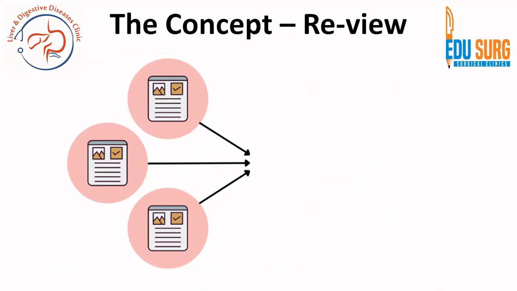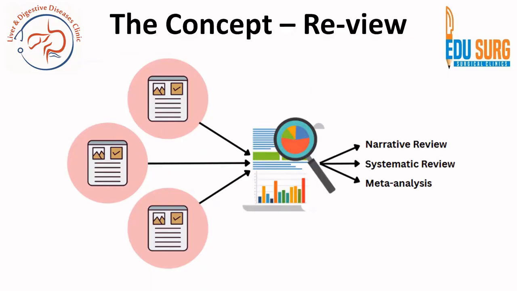So the basis lies in the word itself. It's a review. It means that you collect many articles on a particular topic and you analyze these articles and then present it in a single article. So basically you are clubbing multiple articles on a single topic. For example, say the role of robotics in rectal cancer.